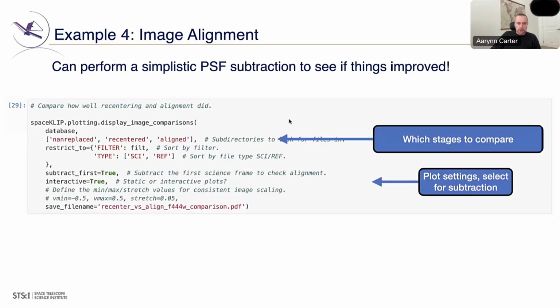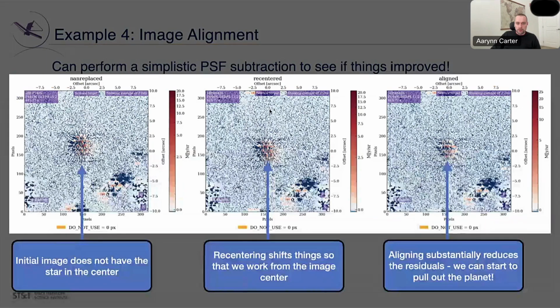So you can take a look at what this looks like again with the plotting function. Here on the left is our original image, and we can see that the star is not really aligned in the center of our image. So recentering takes that stellar position and shifts things to get it right in the center of the image where we want it. And then by aligning all the relative images and doing a simple subtraction, we can see that a lot of this extra noise is suppressed, and you can start to pull out the planet itself.